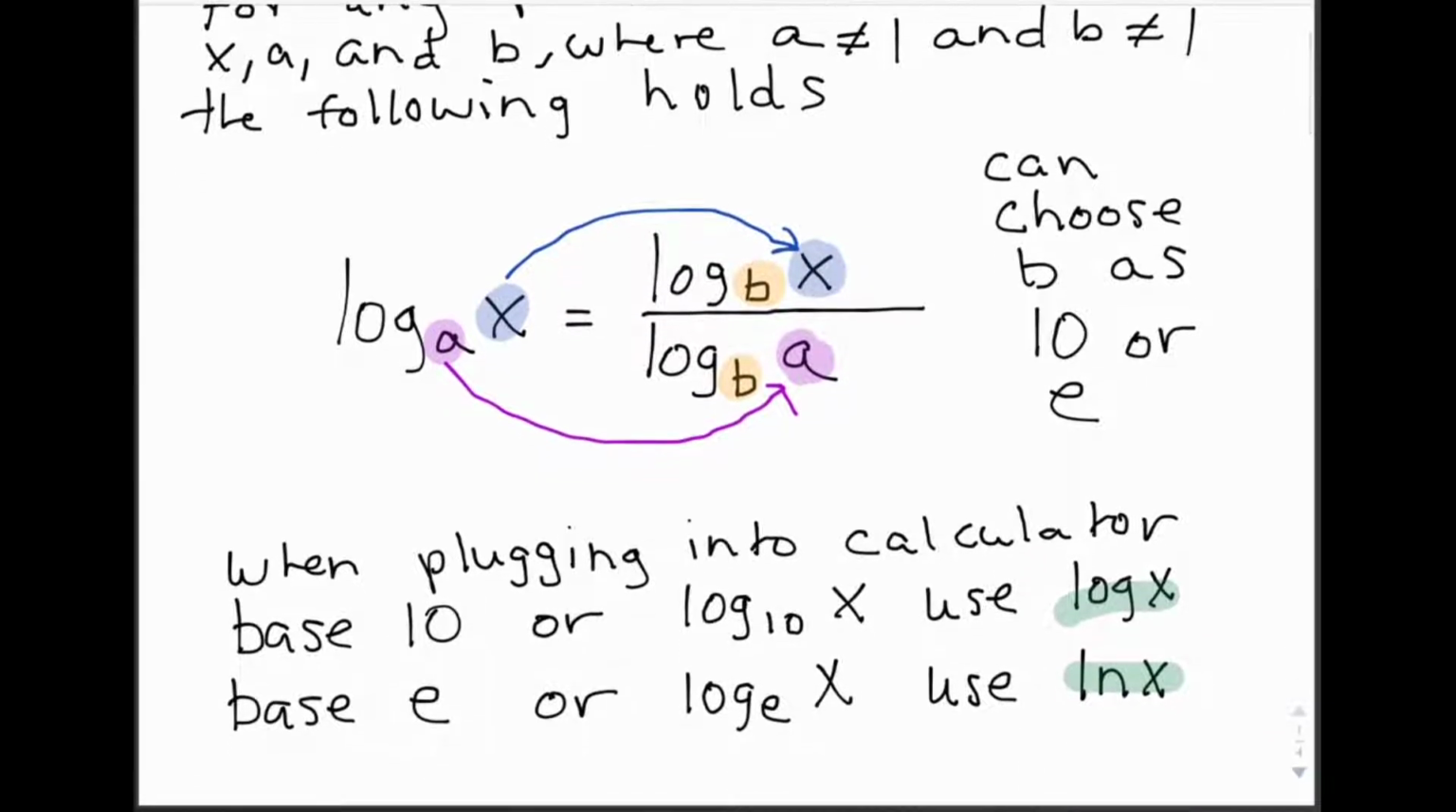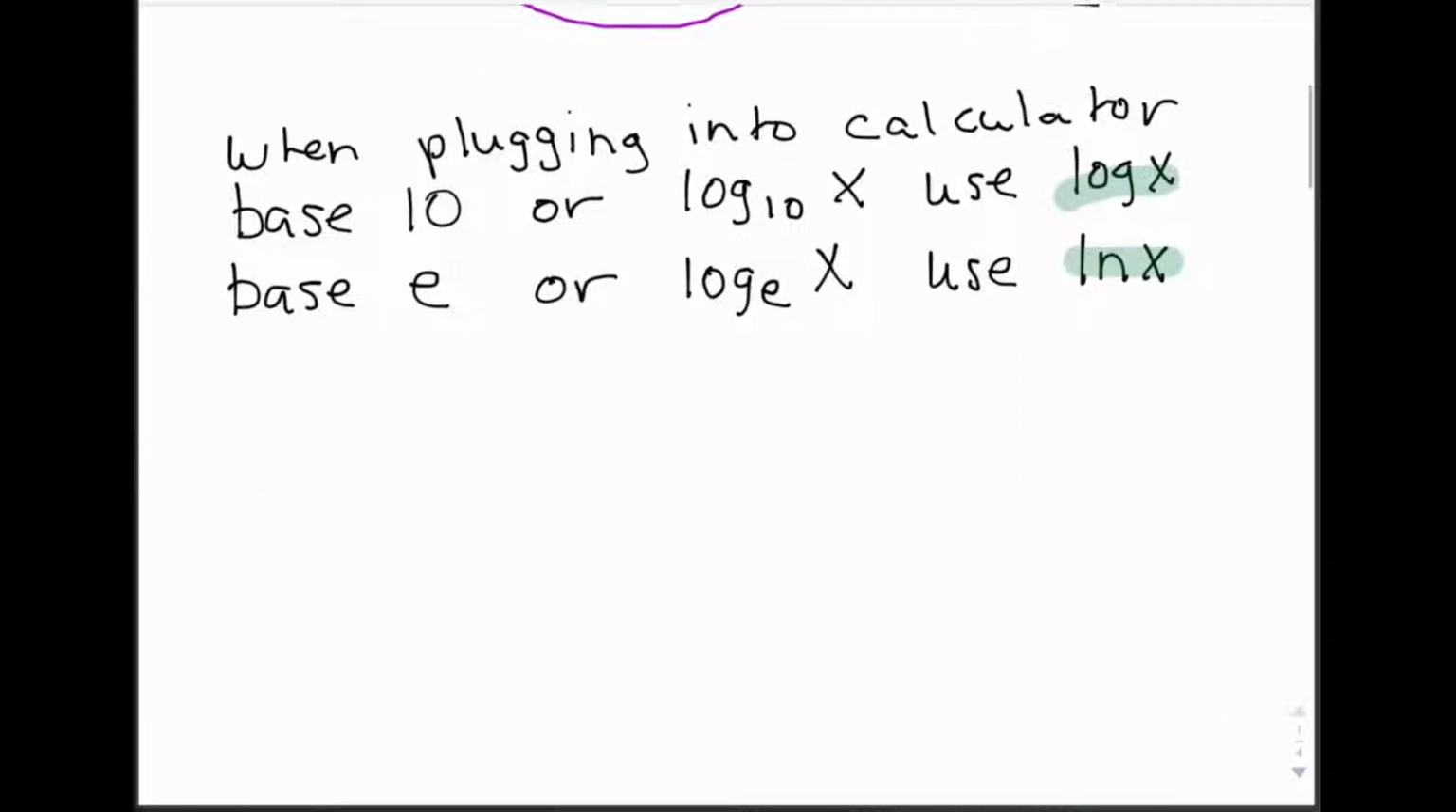When plugging this into our calculator, we can choose base 10 or we can choose base e. If we choose base 10, we have log base 10 of x, and we want to use the log x button in our calculator. Now if we choose the base e, we're going to have log base e of x, and we want to use the natural log of x button in our calculator.